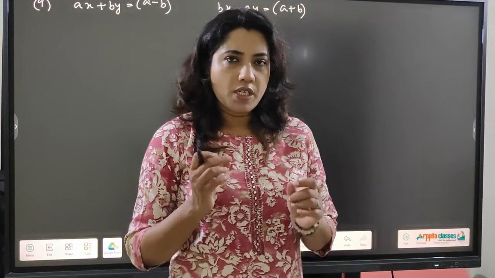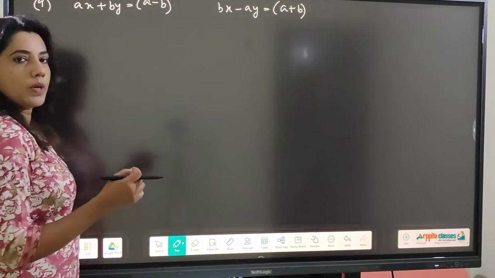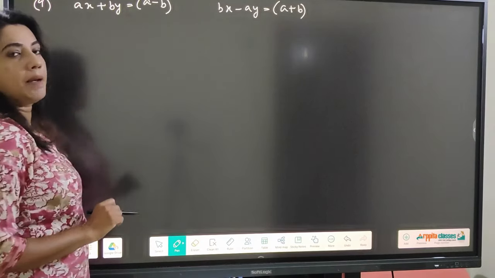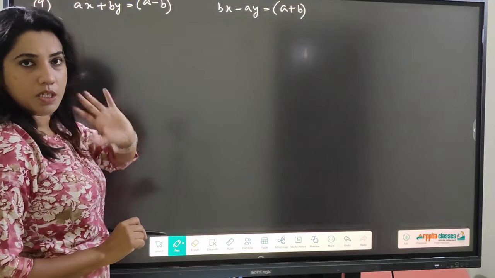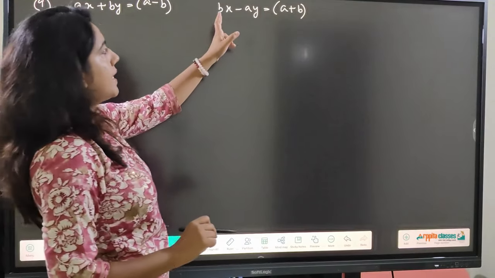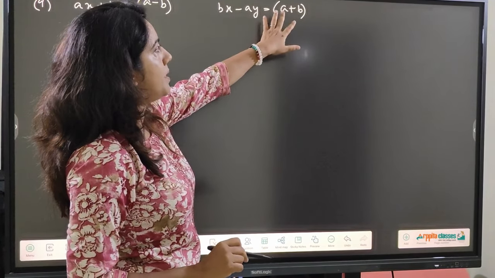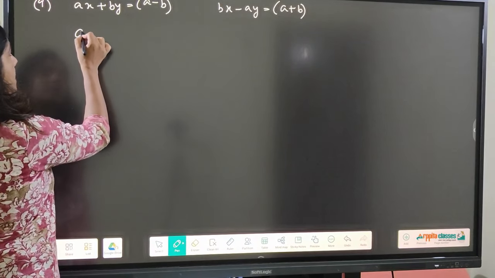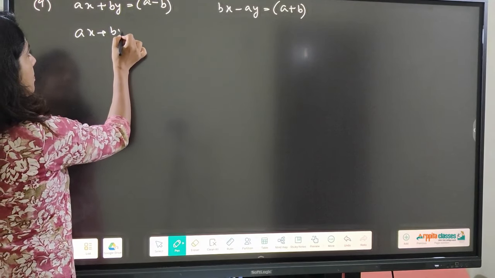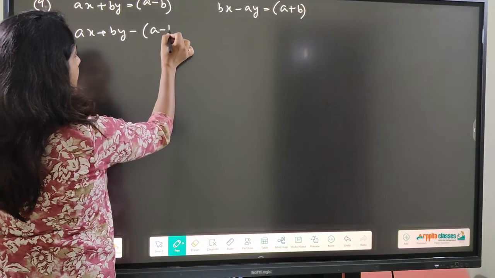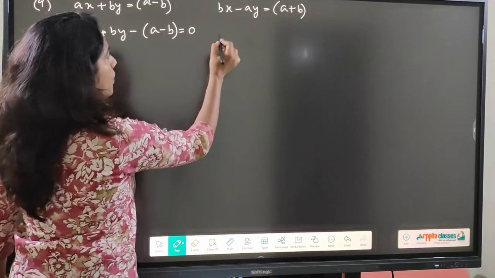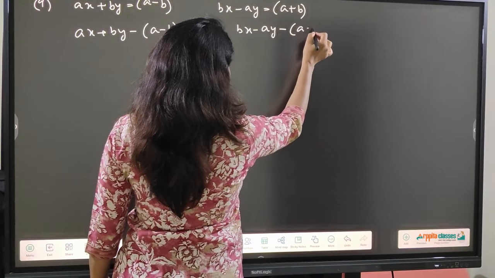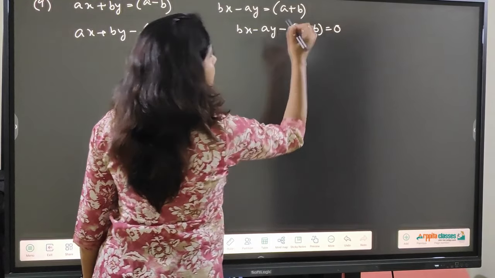So now the ninth question is a little different. Instead of numbers, we have got a and b here. So the first equation is ax plus by is equal to a minus b. So a minus b is a constant term in the first equation. And second is bx minus ay is equal to a plus b. This is the constant term. So we have to get everything on the left hand side. Follow the same steps. ax plus by minus a minus b equal to 0. And here it is bx minus ay minus a plus b. This is equal to 0.